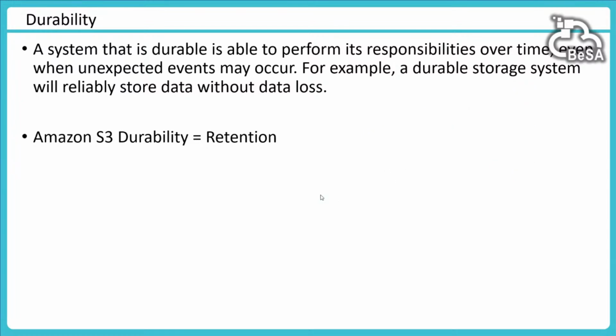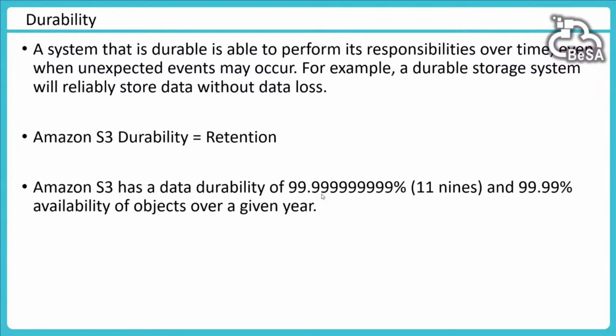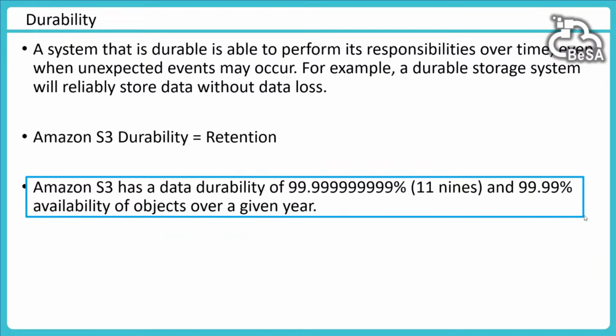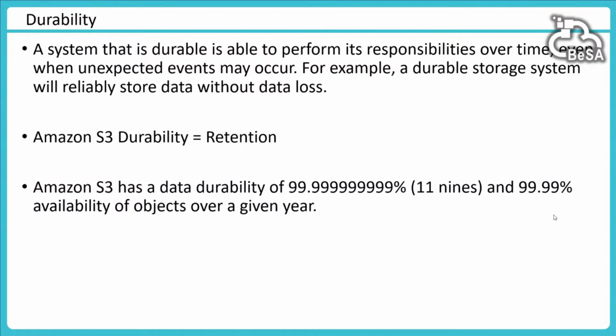Right? That is durability. Now, Amazon S3, now it is a marketing term, so be aware of that. Amazon S3 has a data durability of eleven nines and 99.9% availability of objects over a given year. How does it actually translate into numbers? Let's see those numbers now.